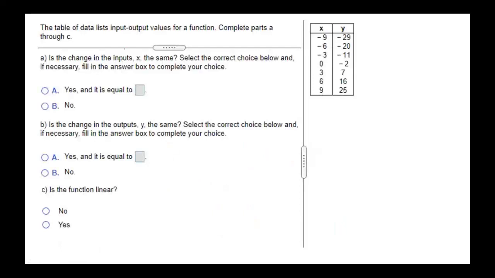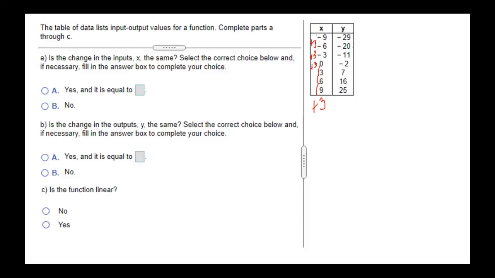This is a little clip from what a homework problem might look like. So it's not actually one of our homework problems, but it's for us to look at it. It lists input and output values for a function. And it says, is the change in the inputs x the same? And so what you do is you just go along here and you think, okay, from -9 to -6, they have added 3. And then look, going down, they added 3. Added 3, and you want to check that every single time. So every time they have added 3 to the x values.